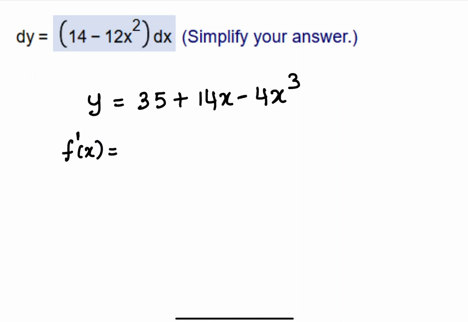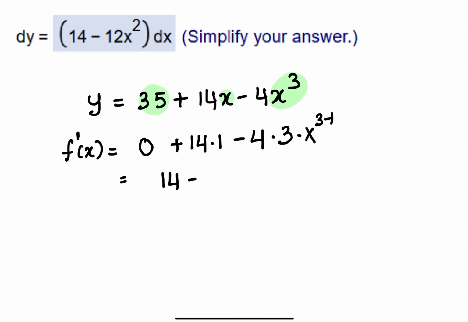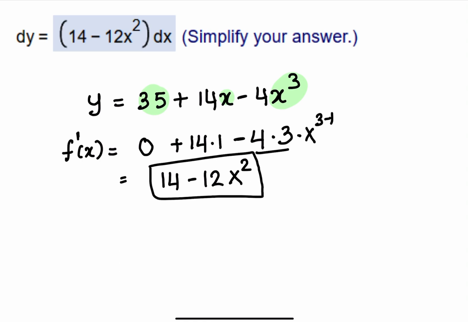Taking one step at a time, the derivative of a constant is 0, plus 14 comes down. Remember, the derivative of x is always 1, so times 1, minus 4 comes down. Derivative of x cubed, from the previous sections, it is n, which is the power 3, times x to the power 3 minus 1. I'm not going to write down the 0. 14 minus 4 times 3 is negative 12 times x squared. So this is my derivative.